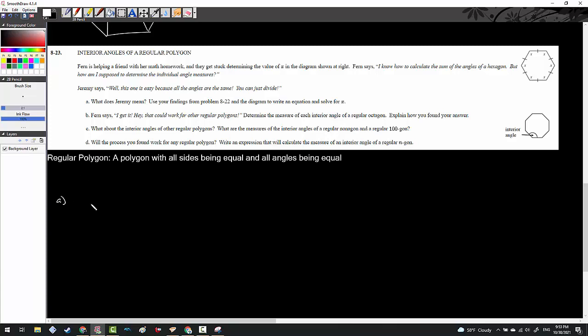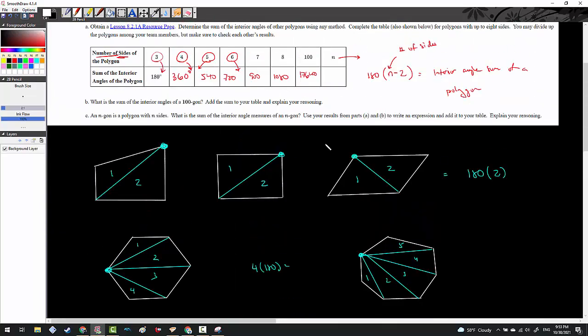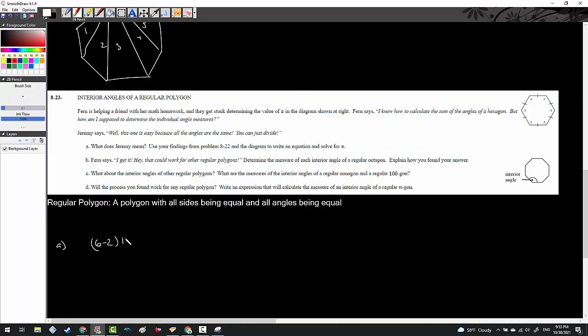Well, a hexagon has 6 sides. So I'm going to say 6 minus 2, right? Based on the formula we found a few minutes ago, n minus 2 times 180. 6 minus 2 times 180 is going to be 4 times 180, which is 720. So this 720 is my total angle sum of the hexagon.